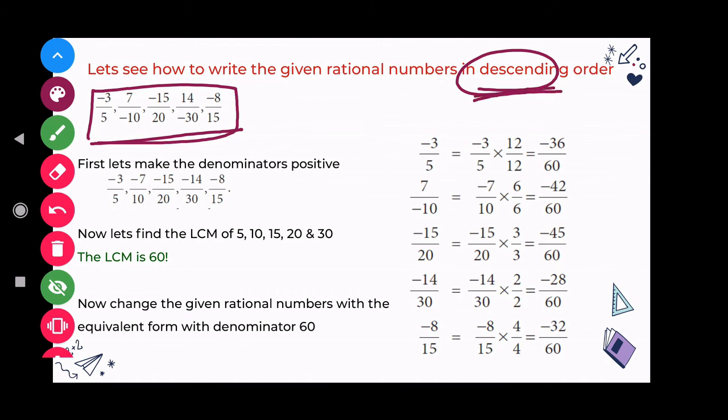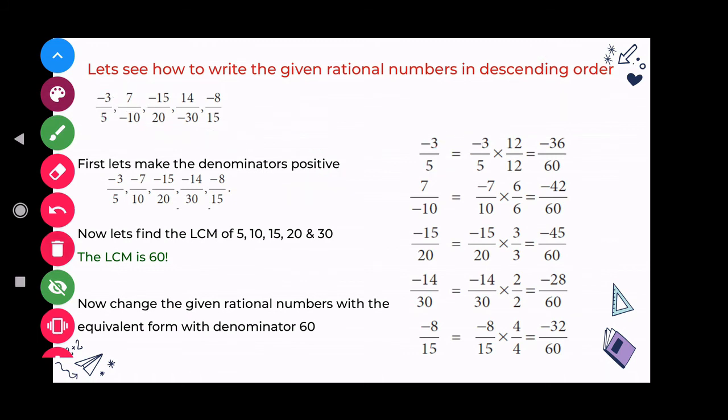The first step is to make the denominators positive. How do we make the denominators positive? We have already seen that we just shift the negative sign from the denominator to the numerator. So here we are making 7 by minus 10 as minus 7 by 10. In the same way we are making 14 by minus 30 as minus 14 by 30, and so on, such that all the denominators become positive.